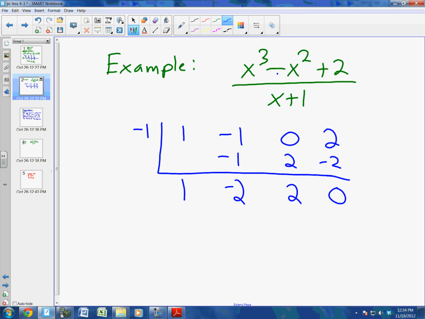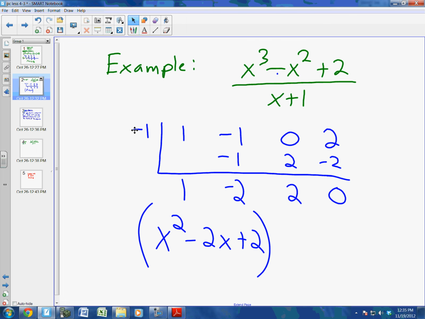What's my new polynomial, you guys? X squared. It's always 1 less than that. Minus 2x plus 2. Guess what? If I times this by x plus 1, what would I get? I would get x cubed minus x squared plus 2, right? I would get that on top, the numerator up there.